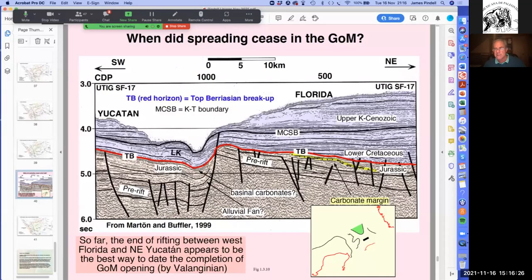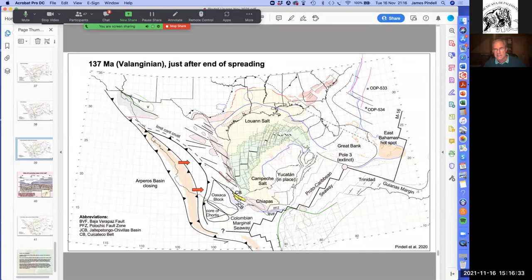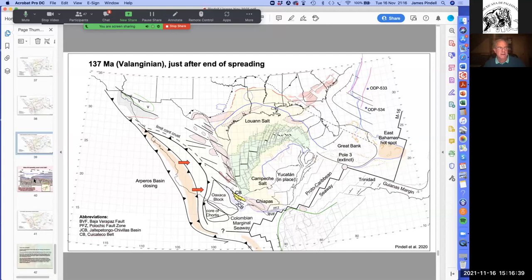Above that red surface, there's no more basement extension. So that is the same as saying that the rotation of Yucatan has finished. So we don't have any more extension taking place there. So now from here on, the Gulf of Mexico will get no larger, and all of the extension between North America and South America will take place through the Proto-Caribbean and the Colombian Marginal Seaway.